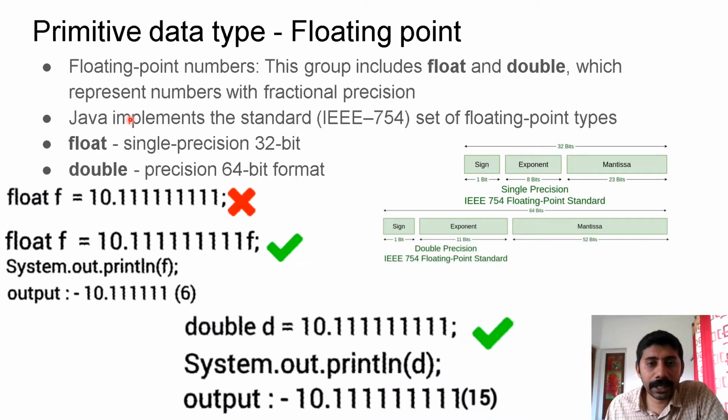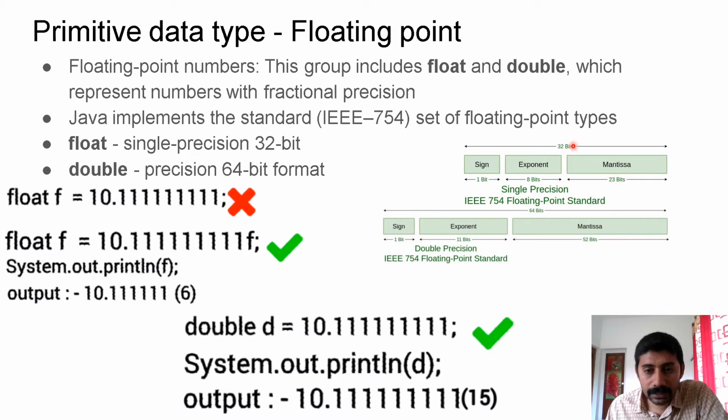Let us learn about the data types to store the floating point values. Floating point numbers are nothing but the data types to store fractional numbers with fractional precision. There are 2 types, float and double. Java supports the IEEE 754 implementation of floating point numbers, and the data type float represents a single precision floating point number, and it uses 32 bits. And double is to store double precision floating point numbers, and it uses 64 bits.